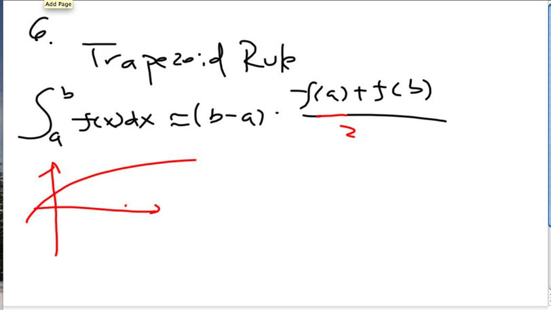So we have a graph. This is b, this is a. b minus a, which is the value of this. And here is f(a), here is f(b). What we're doing is just calculating, this is really just an approximation of the integral.